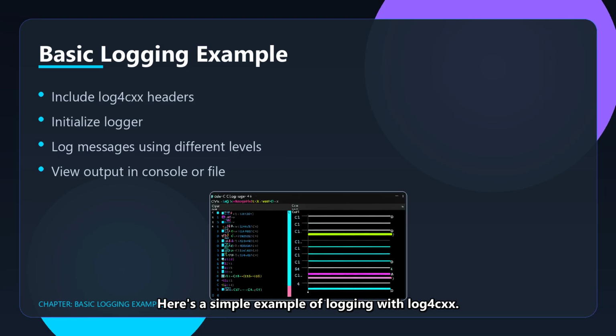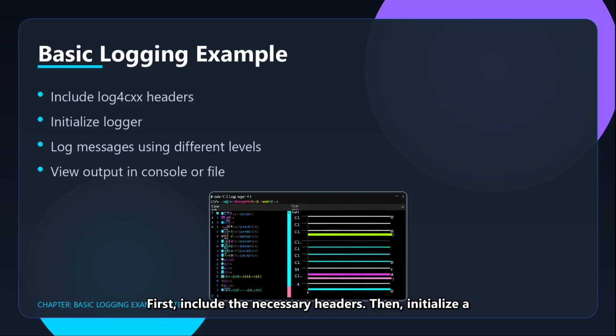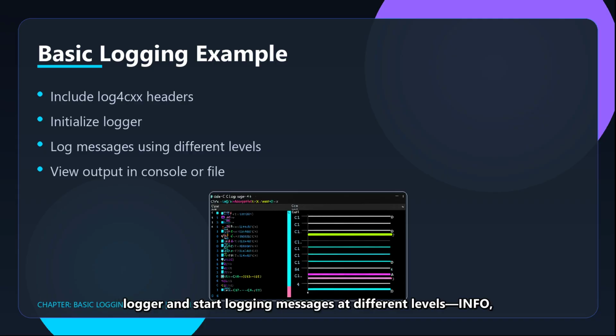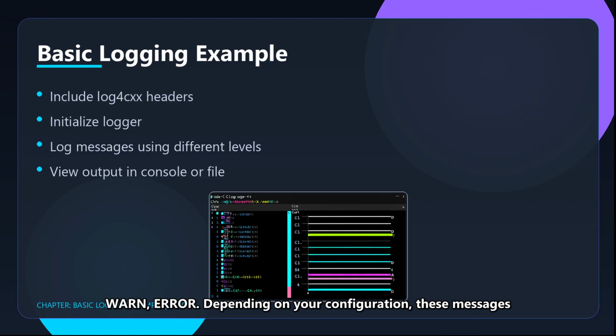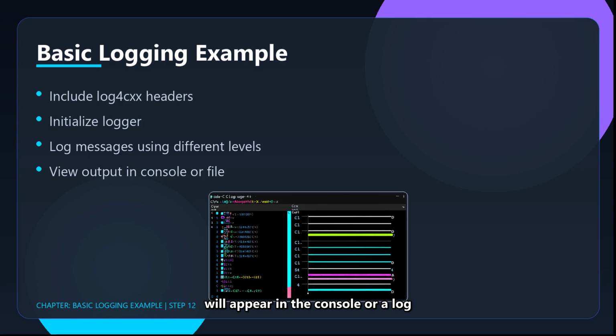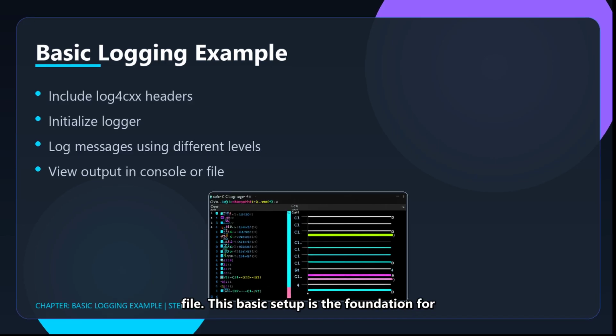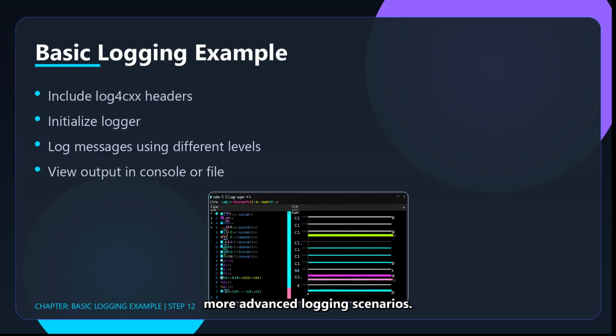Here's a simple example of logging with log4cxx. First, include the necessary headers. Then, initialize a logger and start logging messages at different levels: info, warn, error. Depending on your configuration, these messages will appear in the console or a log file. This basic setup is the foundation for more advanced logging scenarios.